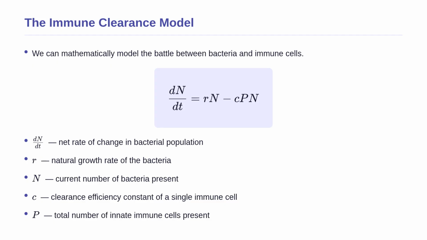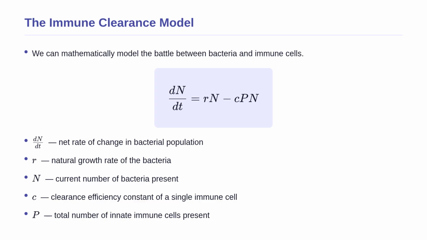Having identified the cellular defenders, we can actually mathematically model how they fight an infection. This formula represents the net rate of change in the bacterial population over time, denoted as dN/dt. It equals R times N minus C times P times N.